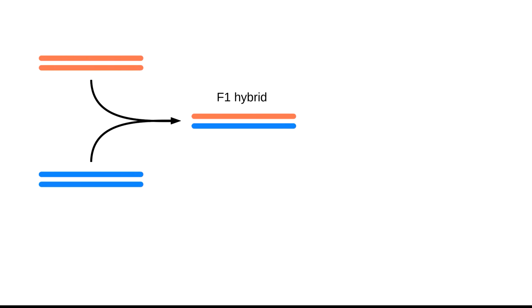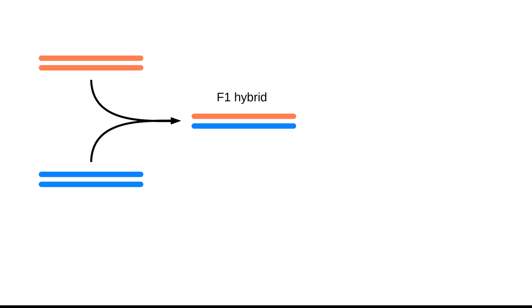Here we have two chromosomes from two individuals, two red chromosomes from species 1 and two blue chromosomes from species 2. And we have a hybrid here. This is called the F1 hybrid, which receives one chromosome from each of its parents, and it'll obviously be a mix between these two parents. But what's really interesting about hybridization is actually what happens to these F1 hybrids.